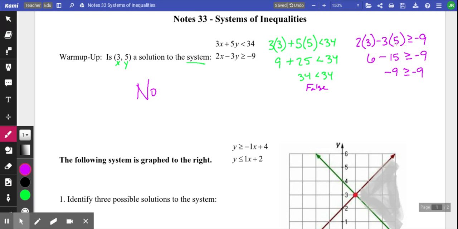Just for the fun of it, let's see if it was true for the other one. Negative 9 is greater than or equal to negative 9. That one is true. But in order to be a solution to the system, it has to be true for both. Since it's not true for both, it's not a solution to the system.